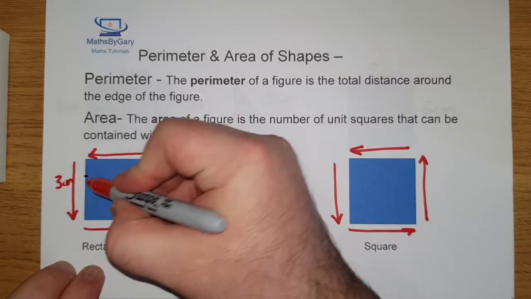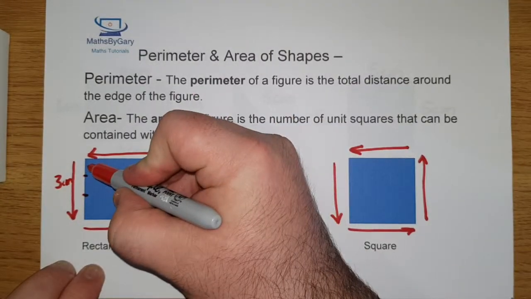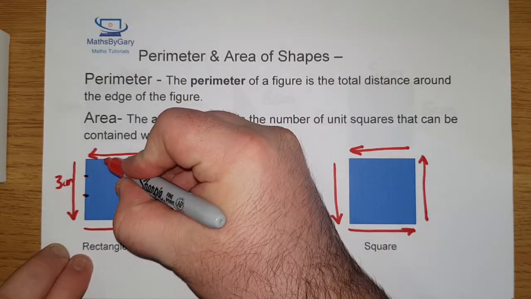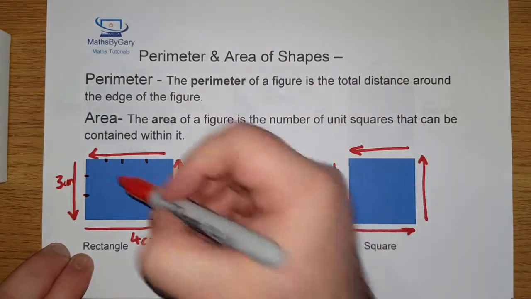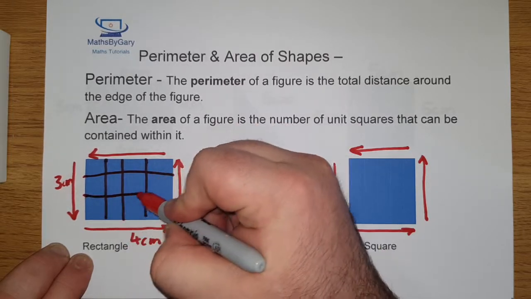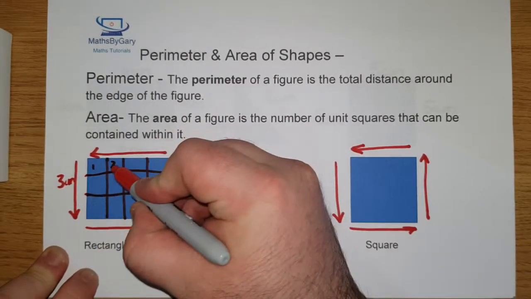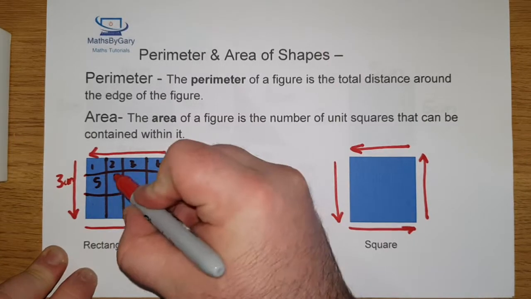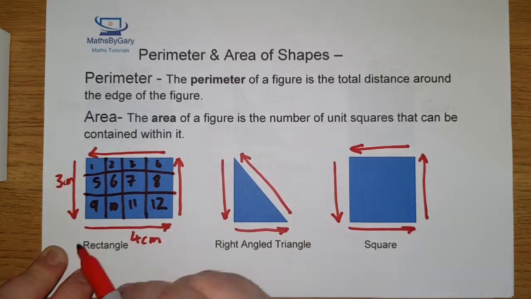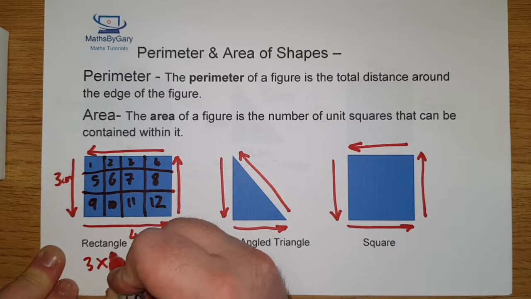So imagine we split the rectangle into boxes. So 1, 2 and 3, 1 centimetre, 2 centimetre, 3 centimetre. And then 1, 2, 3 and 4. So let's put it into grids. So it's 3 centimetres length by 4 centimetres breadth. So 1, 2, 3, 4, 5, 6, 7, 8, 9, 10, 11, 12. 12 unit boxes can be made in the rectangle, which is simply 3 times 4.